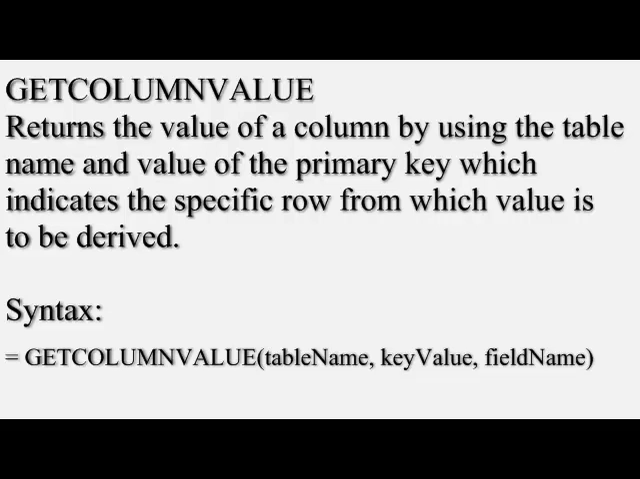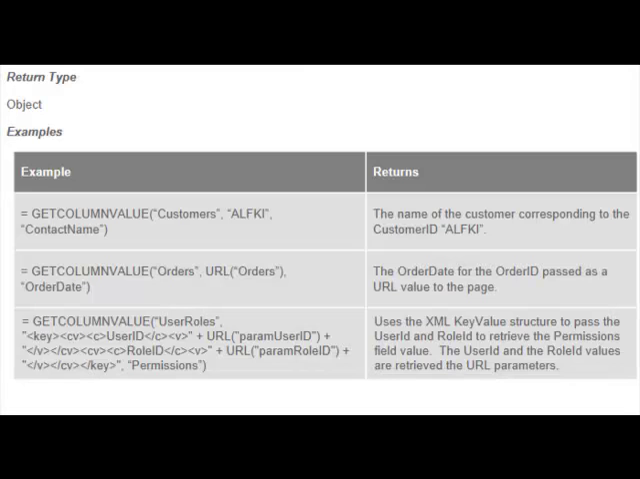Let's take a look at three quick examples pulled directly from the IronSpeed documentation on GETCOLUMNVALUE. For the first example, we are looking to obtain the value of the contact name field in the customers table for the record with the primary key value of ALFKI. The second example shows us that we can use the URL formula in order to obtain our second parameter, the primary key of the orders table, and we'll return the order date for the passed URL primary key value in the orders table. The final example is a little more involved, but demonstrates the flexibility you have in obtaining the three parameter values you need to pass to GETCOLUMNVALUE.